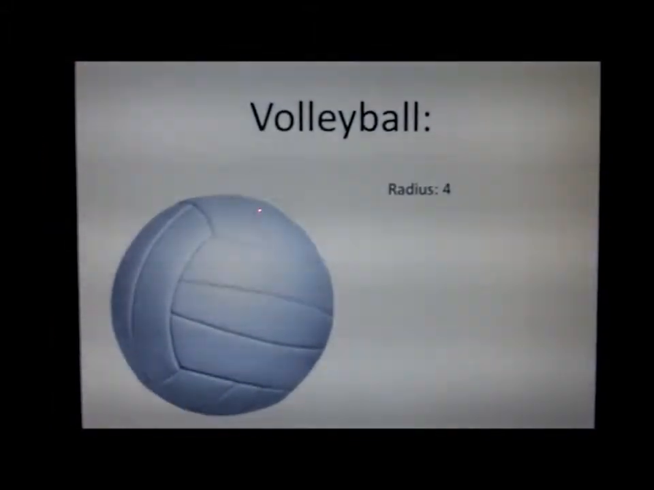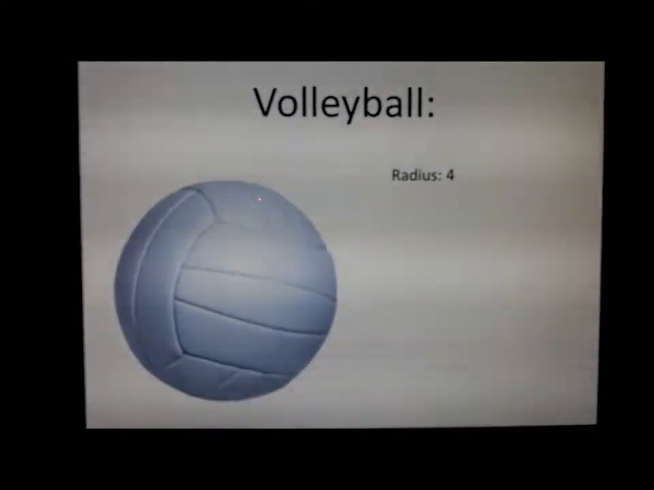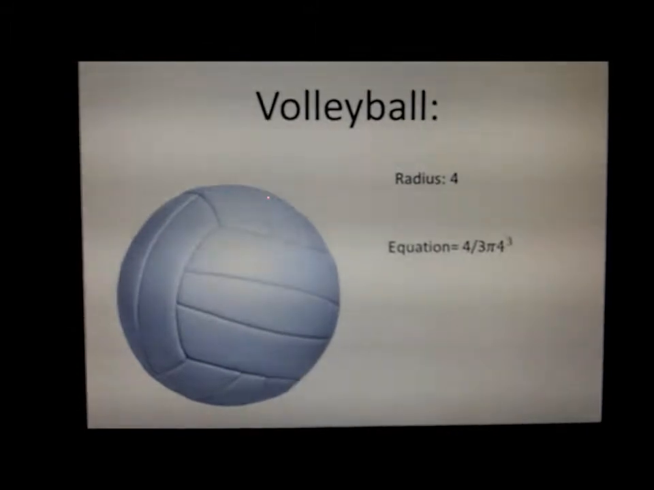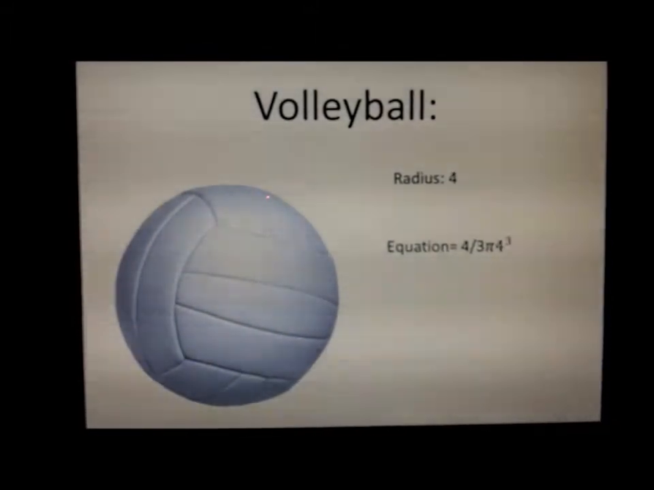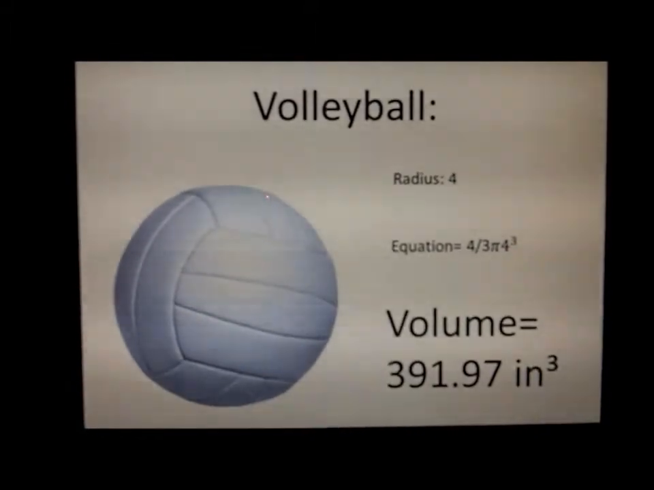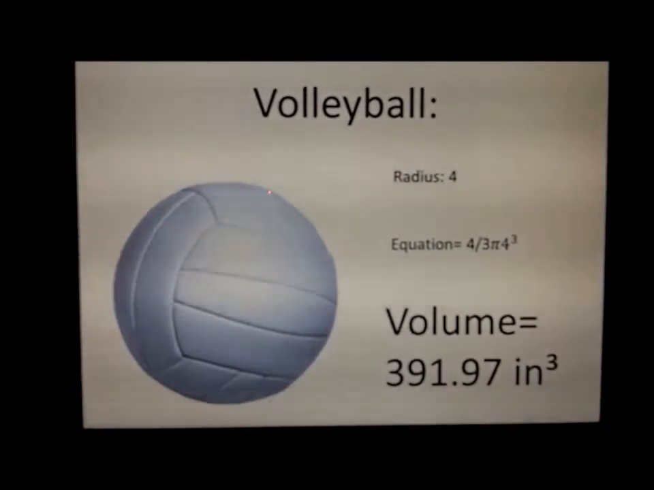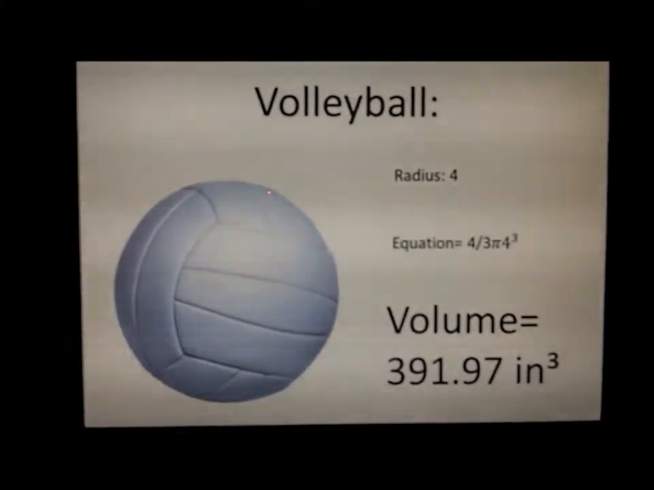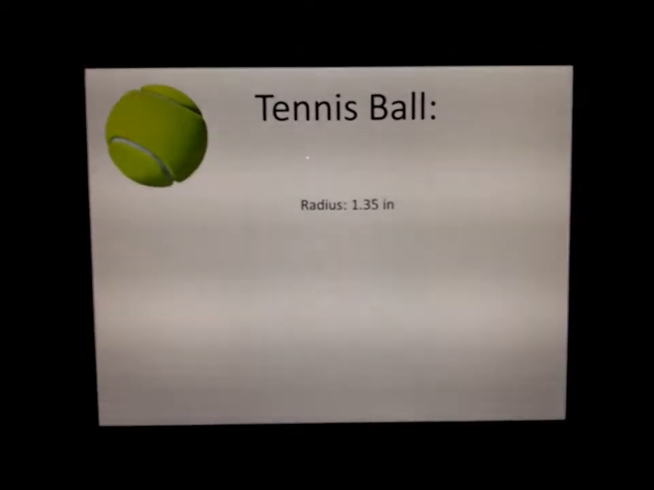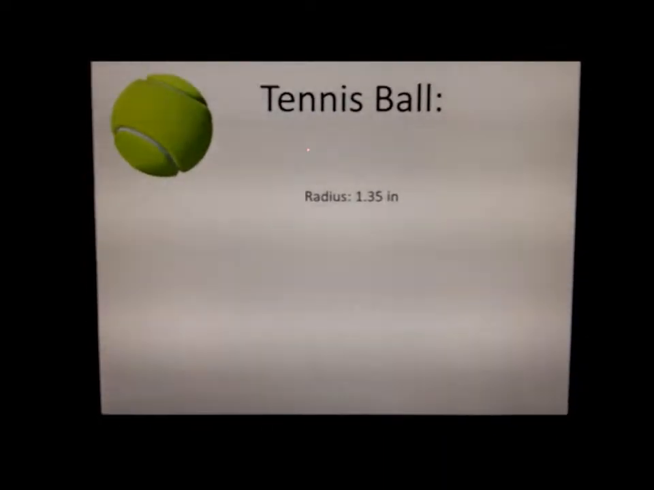To find the volume of a sphere, the equation is 4/3 pi r cubed. To find the volume of a volleyball, you also need to know the radius. The radius is 4. The equation for the volume is 4/3 pi 4 cubed. 4 would be the radius. And the volume would total up being 391.97 inches cubed.